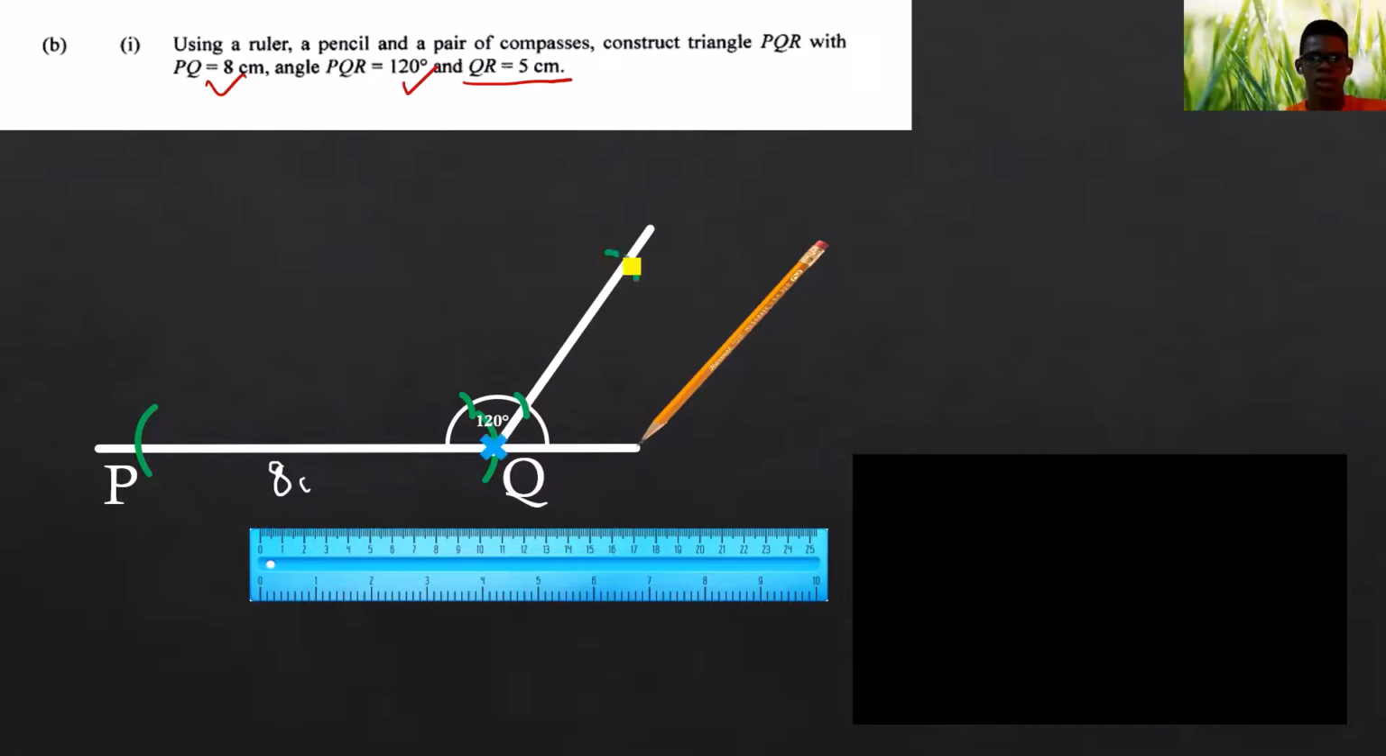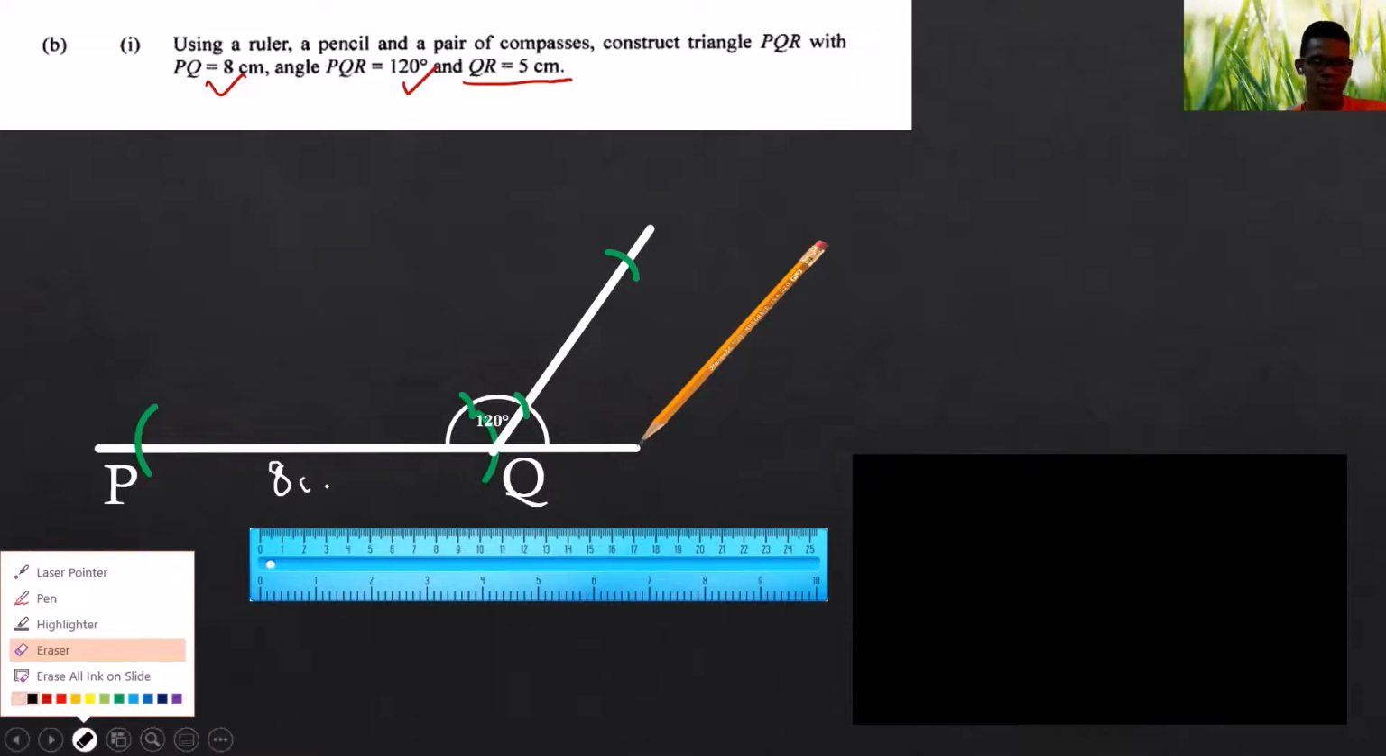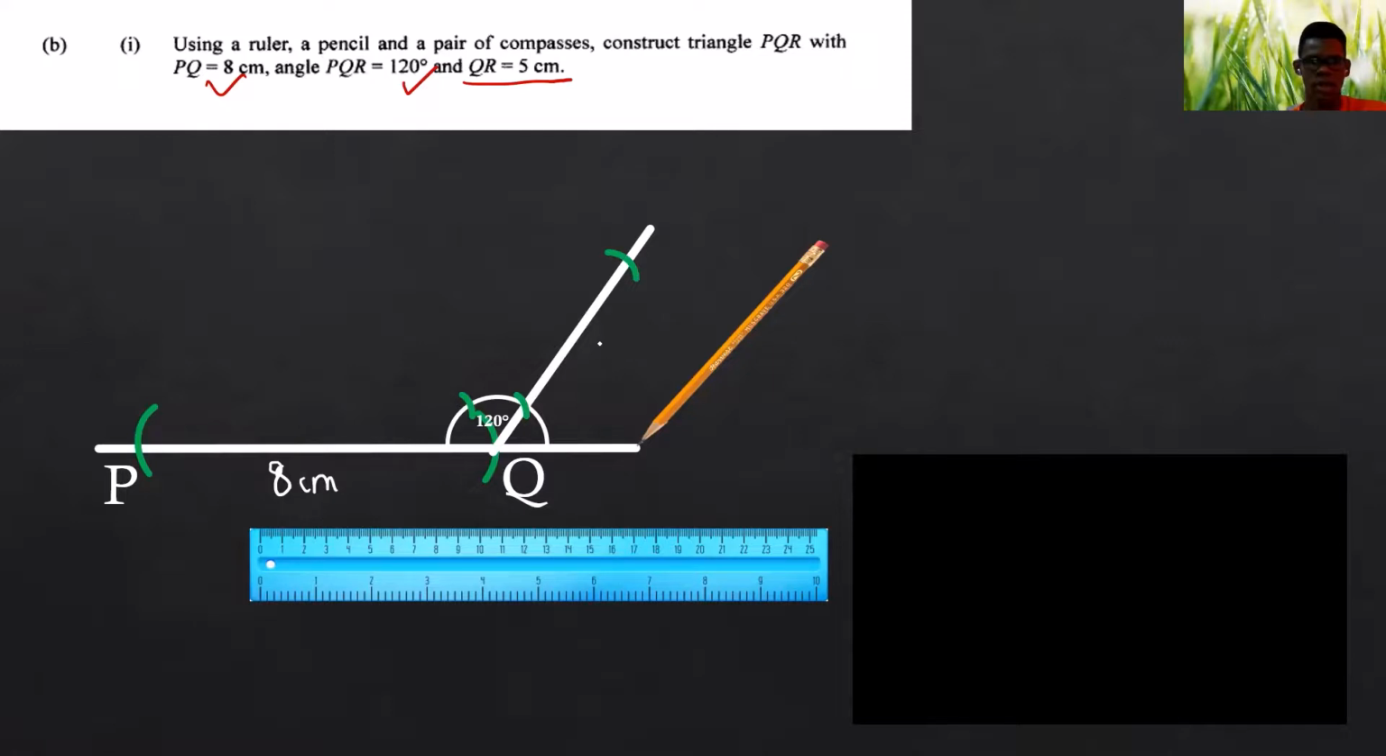And just scribe an arc. It should be 5 centimeters long. And that's it. We don't need to go on the other side because we already know where Q is, right? This is 8 cm, and this will be our 5 centimeter, right? And we'll just call that point R.